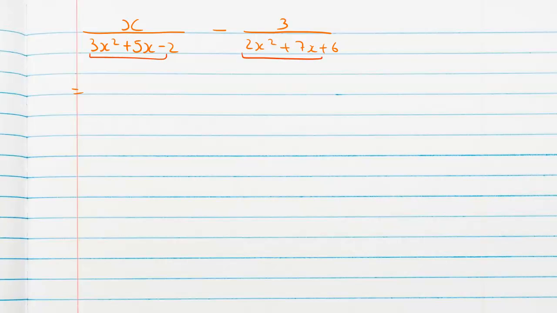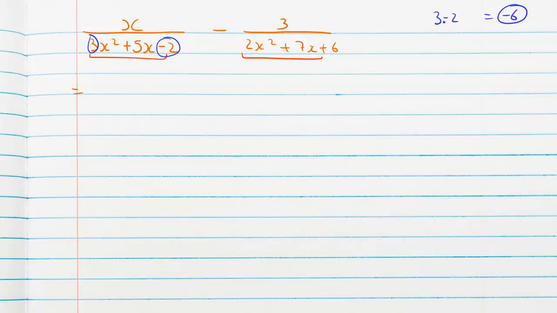If you can do this problem, then you understand the whole concept behind these problems. So let's say we have x over 3x squared plus 5x minus 2, minus 3 over 2x squared plus 7x plus 6. First we will factor this one and this one as long as we can. So we need two numbers. We multiply this 3 and negative 2 together, 3 and negative 2. When we multiply, we get what?